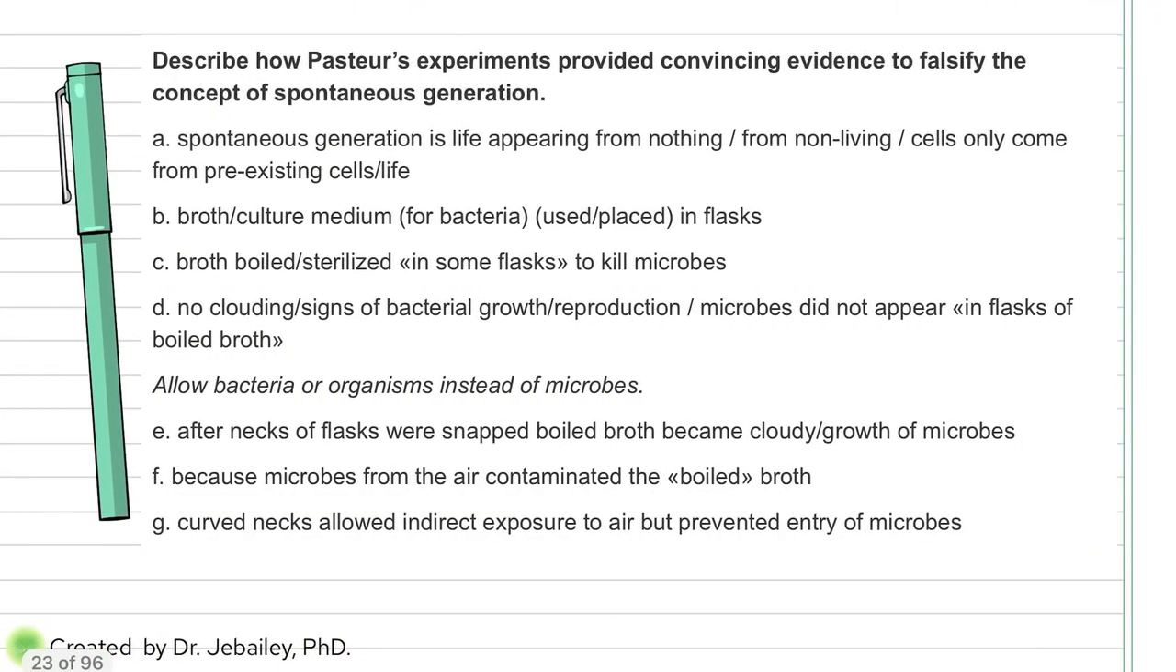And last, look at this. It says curved necks allowed indirect exposure to the air, but prevented entry of microbes. What does curved neck mean? Curved is this. If you have a flask that is like this, it's not curved, but sometimes they have flasks that look like this.